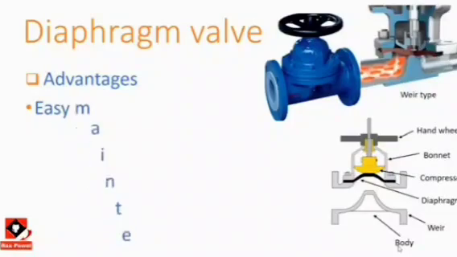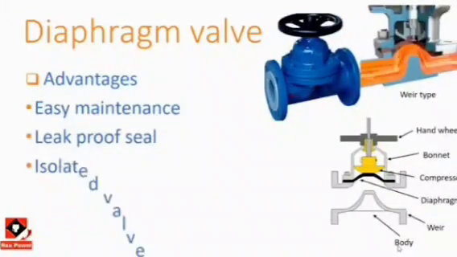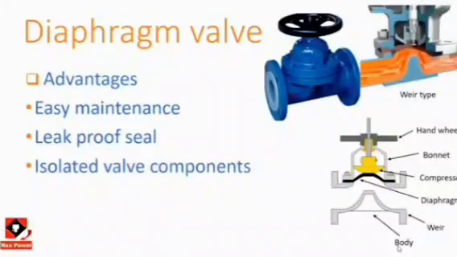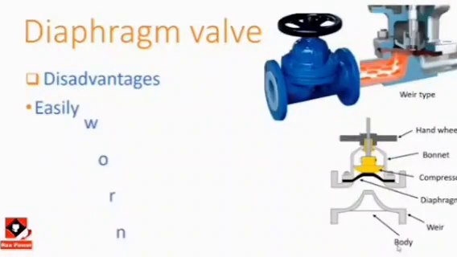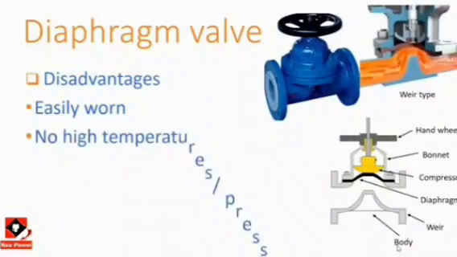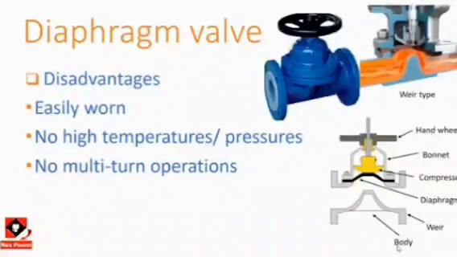Advantages. Valve maintenance is very easy and it provides a leak-proof seal. The most important advantage is that valve components are isolated from the process fluid due to the diaphragm, which provides safety for valve components. Disadvantages. The diaphragm wears more easily, therefore it is not suitable for high temperature and high pressure applications. And usually a diaphragm valve cannot be used in multi-turn operations.